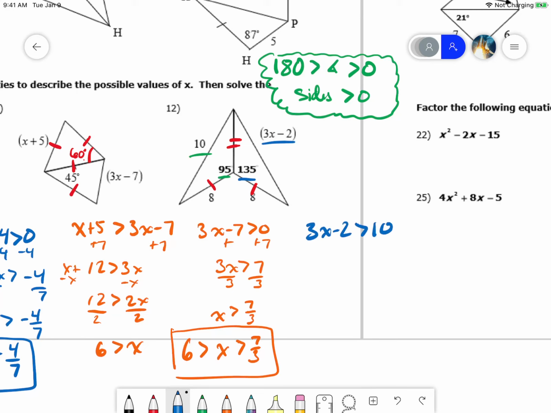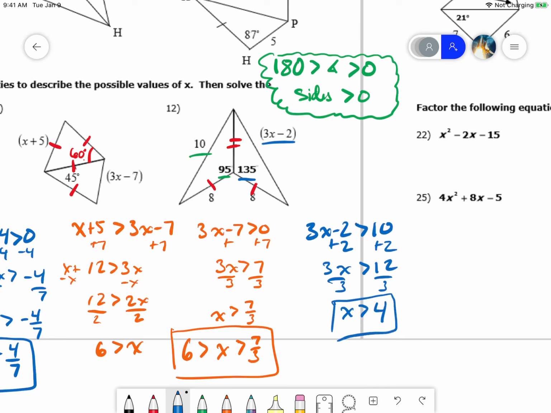All right, we already know that 3x minus 2 has got to be greater than 0, so x can be basically anything at this point. So in this case, there's only one inequality that I have to solve. I'm going to add 2 here, and I'm going to add 2 here. I get 3x is greater than 12, divide by 3, and I get x just has to be greater than 4.